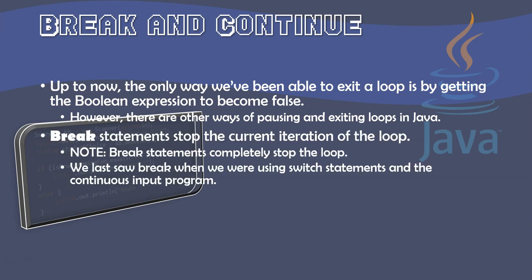The first, of course, is the break statement. Break statements are how we stop the current iteration of a loop. Break statements completely stop it. Once you hit a break, you're out of that loop. There's no way to get back into that loop. And we've seen break statements before when we've been using switch statements. You'll see that there's a break in there. And when we looked at our continuous input program, we had a break there as well. Now we have a better understanding of how and why a break statement works.